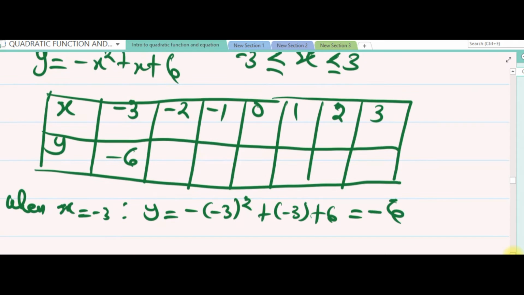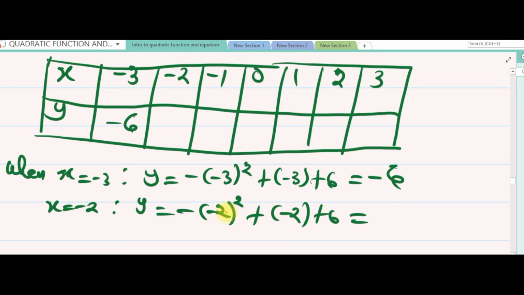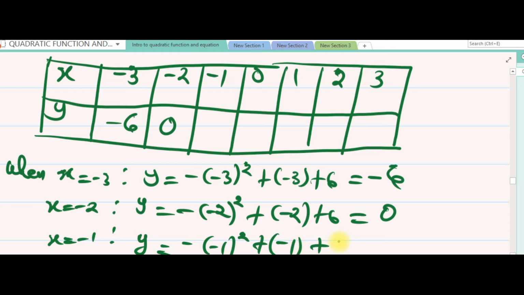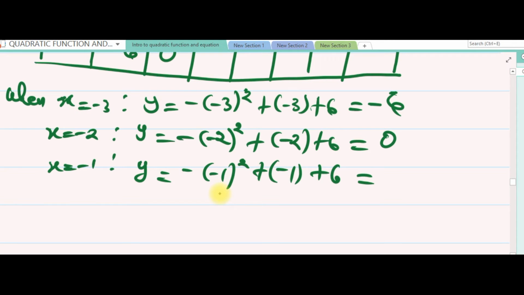Again, when x is minus 2, y is now minus (minus 2) squared plus minus 2 plus 6. Minus 2 squared is 4, so minus 4 minus 2 is minus 6. Minus 6 plus 6 is 0. So this is 0. When x is minus 1, y is now minus (minus 1) squared plus minus 1 plus 6. Again, minus 1 squared is 1, so minus 1 minus 1 is minus 2. Minus 2 plus 6 is 4.